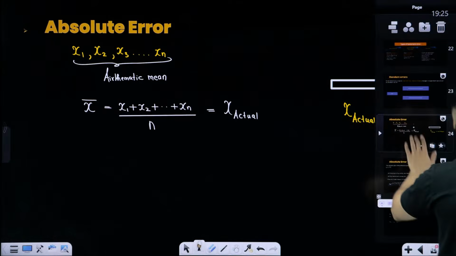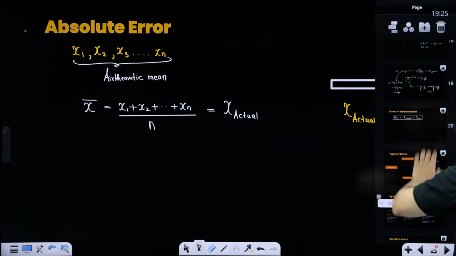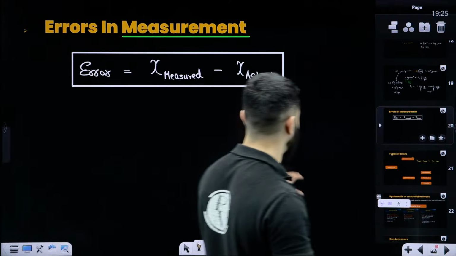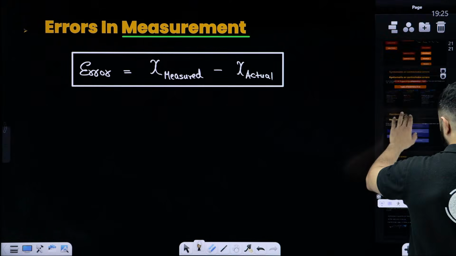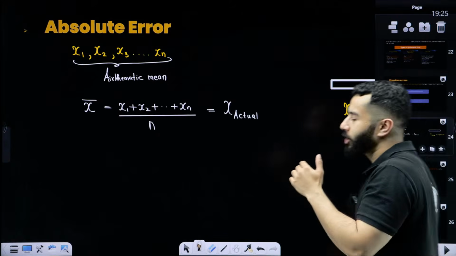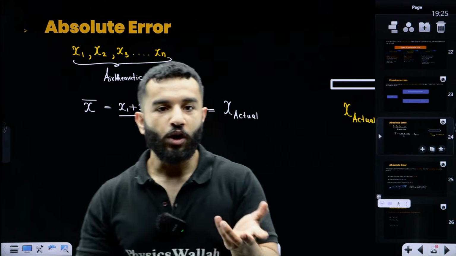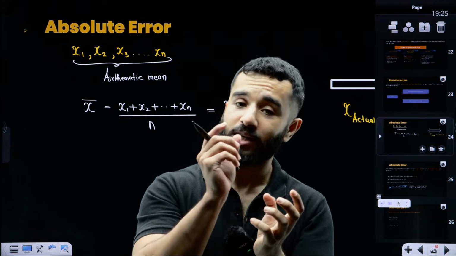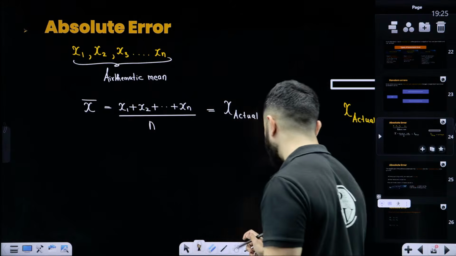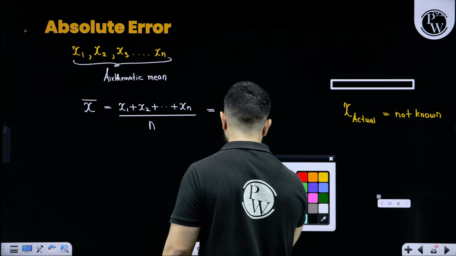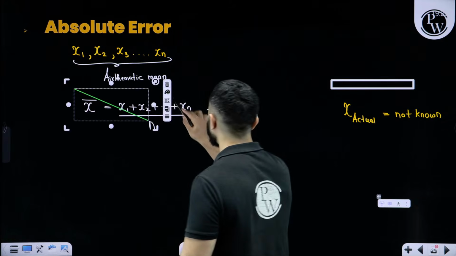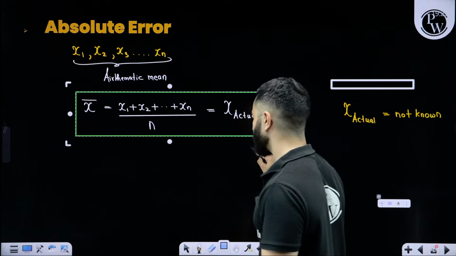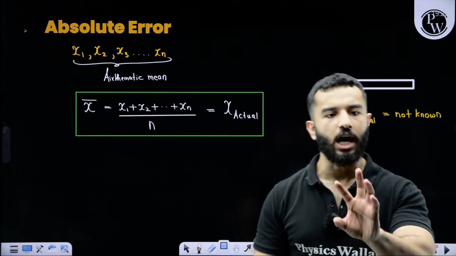We have started this particular topic by saying that error is basically measured value minus actual value, right? Measured value minus actual value. Now we are saying, let's suppose we don't know the actual value. If you are not going to know the actual value, then how come you find out error in it? So we have got one very interesting method to find out the actual value. That method is by finding out the arithmetic mean of different measurements.